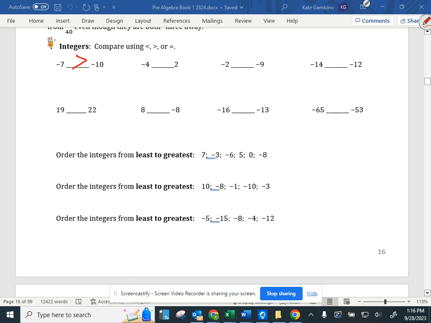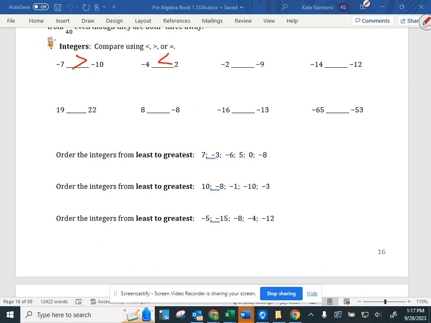When they're negative numbers, think about the thermometer. The colder it is, the smaller it is. So whichever number's colder is the smaller number. -4 and 2, what is it? -4 is a lot colder than +2, so it is less than. The farther to the right on our number line, the greater our number is.